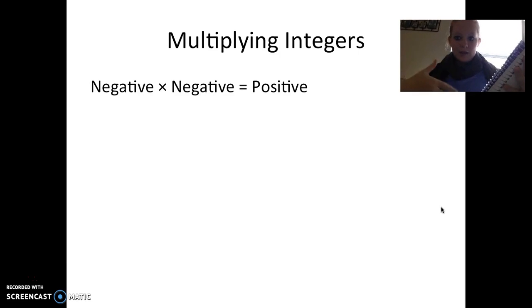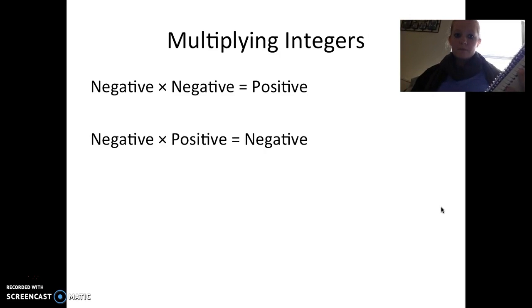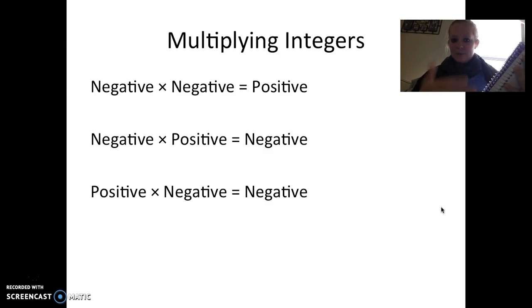You're going to write negative times negative equals positive. So a negative number times another negative number is going to equal a positive number. The next statement is a negative number times a positive number is equal to another negative number. And then its opposite, a positive times a negative number is also equal to a negative number.